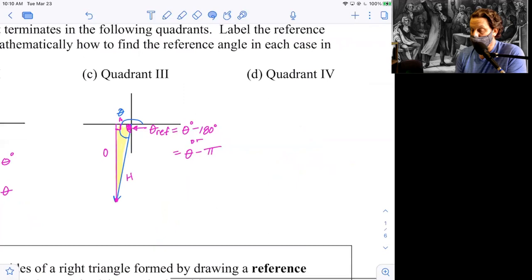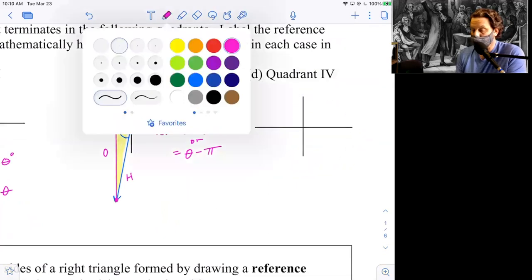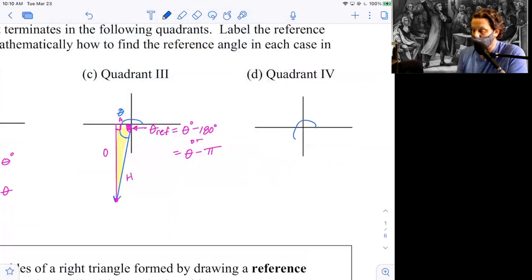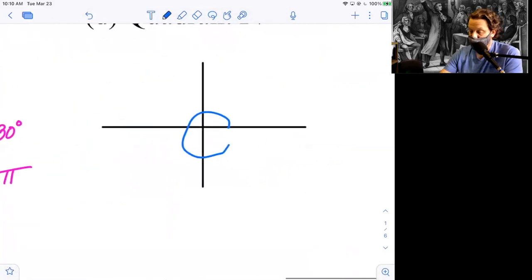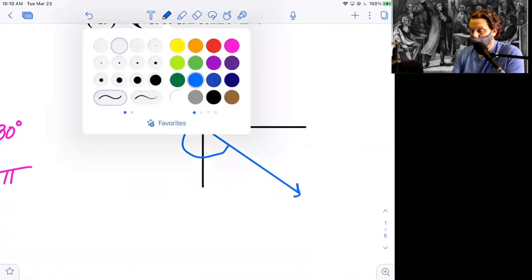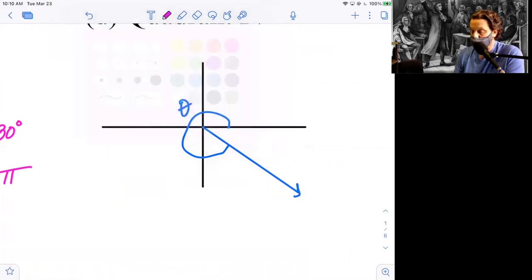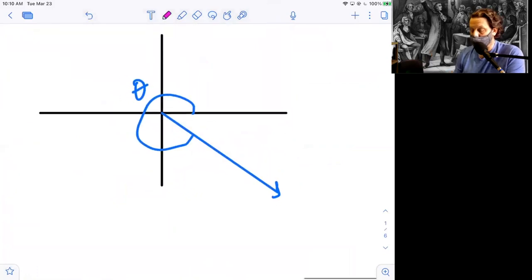Now, if we terminate in quadrant 4, this is the last one that actually creates a triangle. Let's go ahead and draw a generic one in quadrant 4, and I'll go back to drawing it on a 45, just because it gives you more room to label, which is really the only benefit. So there's theta. It gets me all the way around. I drop a perp from anywhere. Now, it doesn't matter where you drop the perp. Let me show you why.